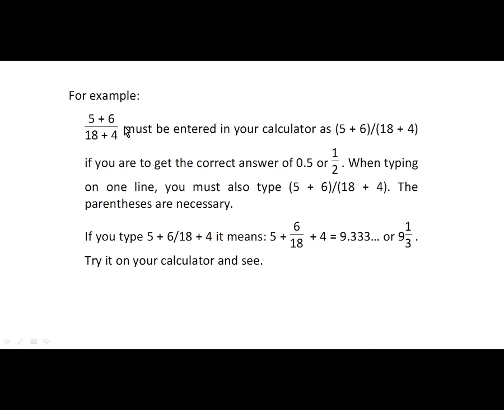For example, (5 plus 6) over (18 plus 4) must be entered in your calculator with parentheses around the 5 plus 6, and parentheses around the 18 plus 4. If you get the correct answer of 0.5 or 1/2, when typing on one line, you must also type it like this. The parentheses are necessary. If you don't have the parentheses, you're really doing 5 plus 6/18 plus 4, which is 9 1/3. After all, 6/18 is 1/3. If you don't believe me, just try it on your calculator and see what happens.